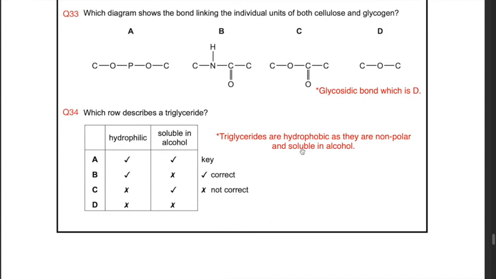Question 33. Which diagram shows the bond linking the individual units of both cellulose and glycogen? Glycosidic bond is only represented by diagram D. Diagram A involves phosphate, which doesn't link the individual units of both cellulose and glycogen. B involves nitrogen, and nitrogen is involved in proteins. Therefore, B is incorrect. C is an ester bond due to the presence of a C double bond O. Hence again it is incorrect. D, yes, D is the correct answer as D is representing a glycosidic bond.